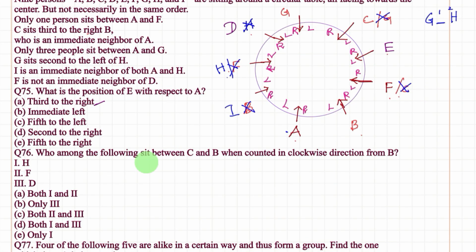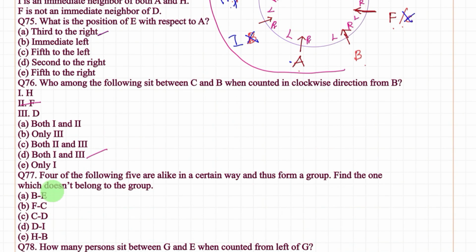Next. Who among the following sit between C and B when counted in the clockwise direction? Clockwise direction is you have to go this side. So when you're going this side, all these alphabets like A, I, H, D, G are between C and B except F and E. So except F and E, which means F doesn't come here. So H and D, which is the option with both 1 and 3. That is the option.